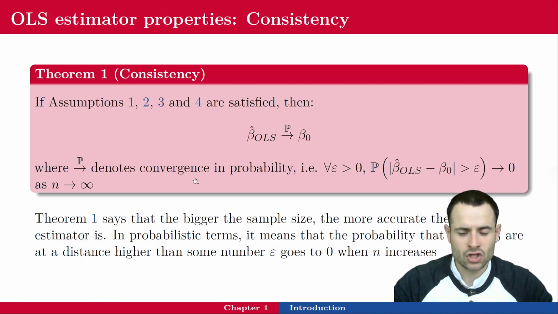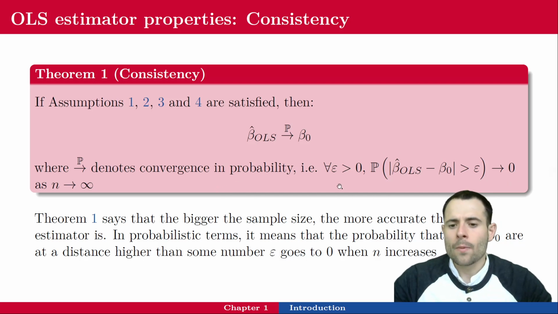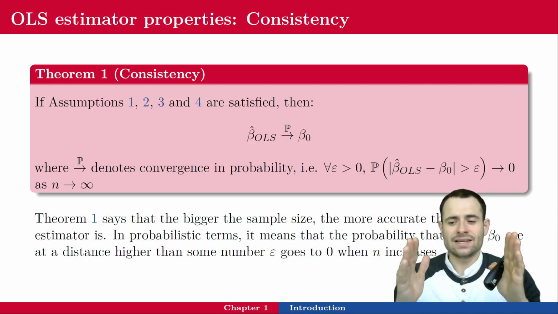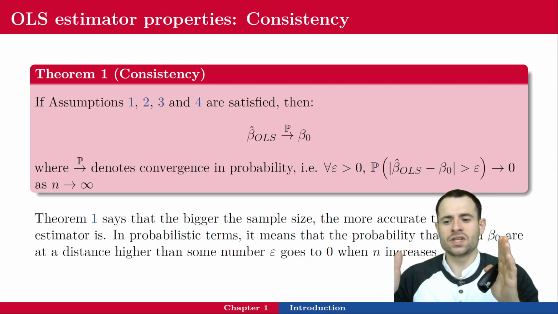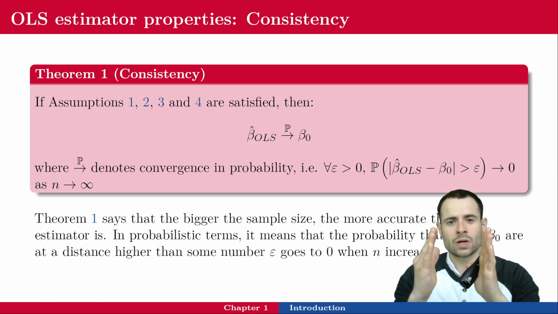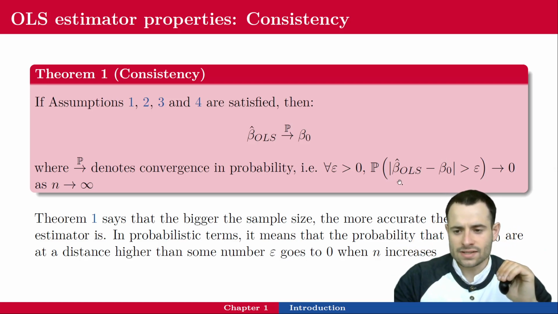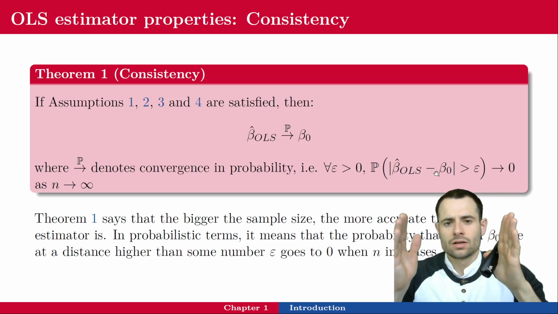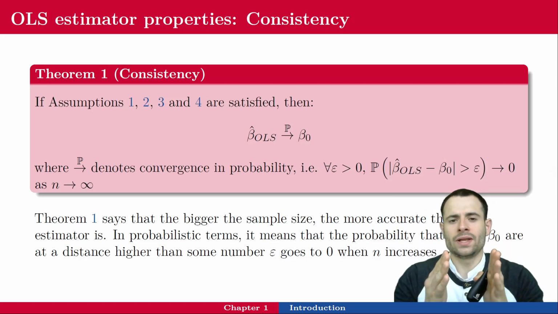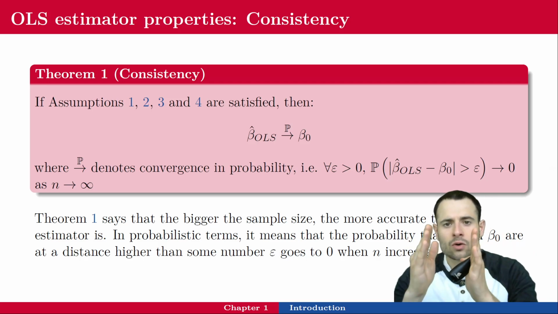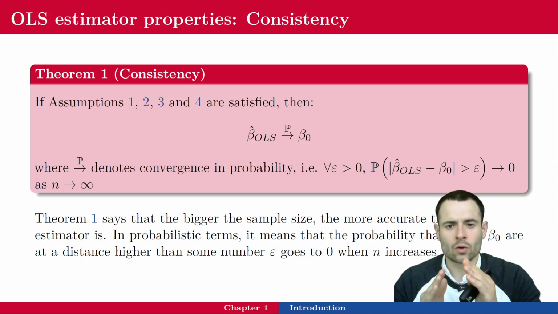I use the same notation as at the beginning of the lecture. The probability that beta hat OLS and beta 0 are far away by at least a distance epsilon goes to 0. Why? Because they're getting closer and closer. So the probability that beta hat OLS is closer to beta 0 than a distance equal to epsilon tends to 1 because it gets closer and closer, as I increase the sample size.